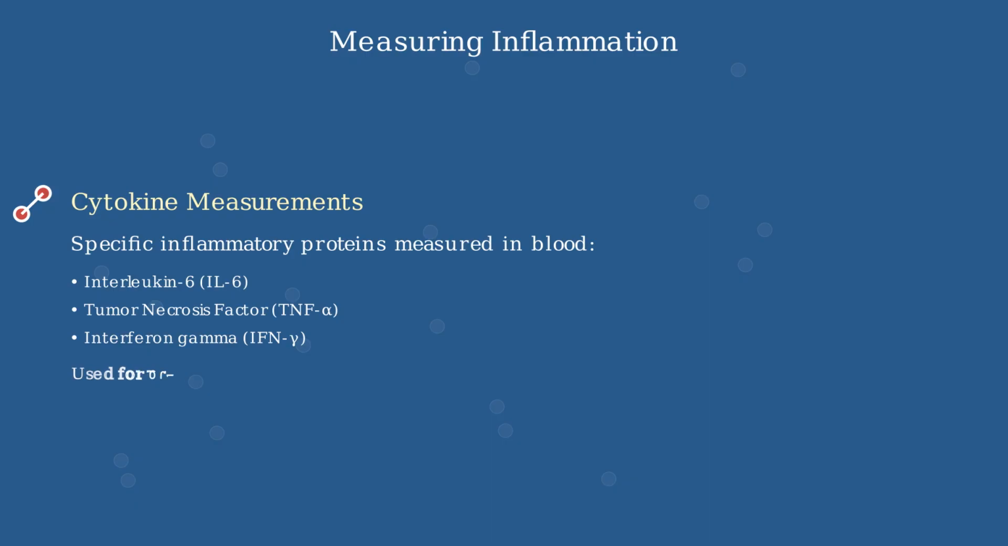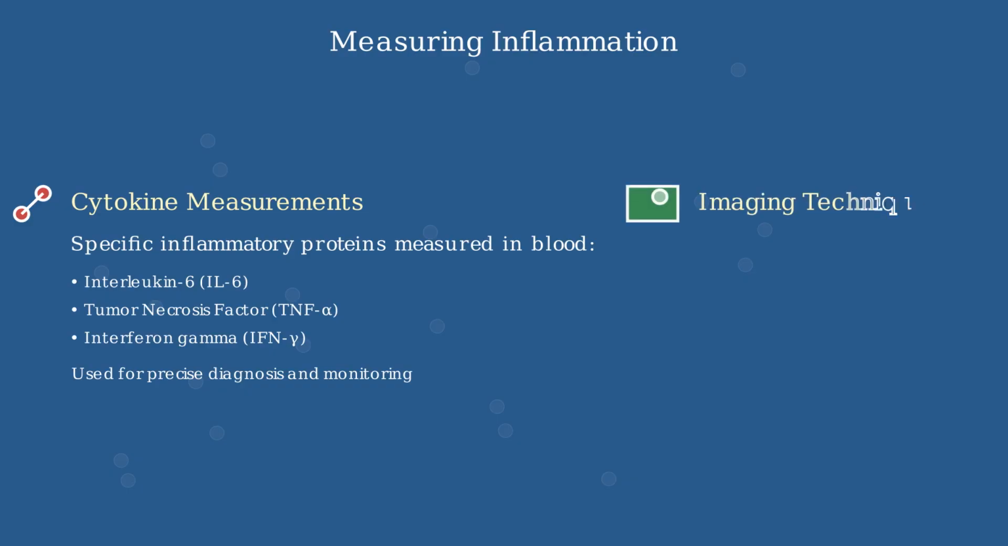As we move to more specific tests, let's examine how cytokine levels can be measured. Cytokine levels provide a more detailed picture of the inflammatory process. These include interleukin-6, tumor necrosis factor, and interferon gamma.